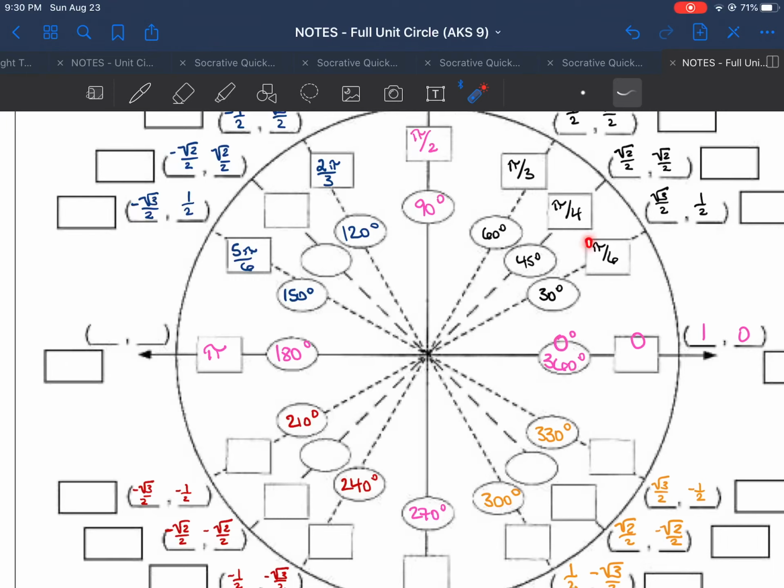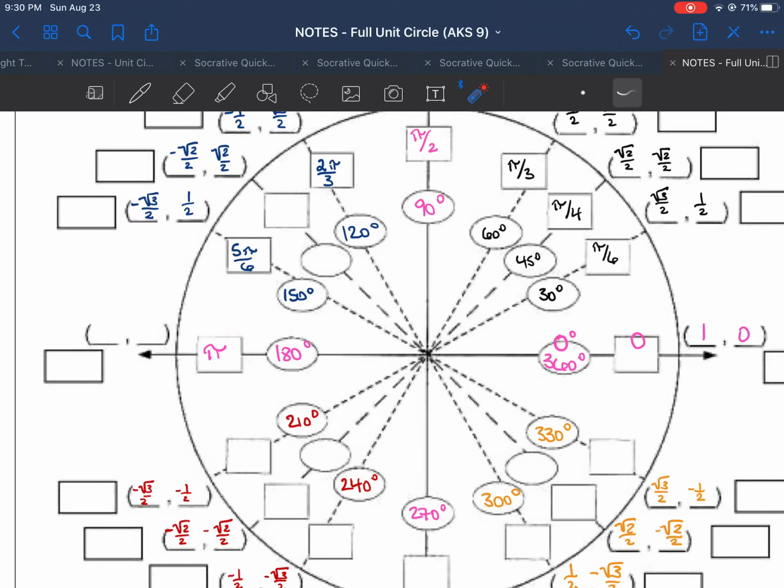So 30 degrees was 1 pi over 6. 60 degrees was 2 pi over 6, which reduced to pi over 3. 90 degrees was 3 pi over 6, which reduced to pi over 2. 120 degrees was 4 pi over 6, which reduced to 2 pi over 3. 150 degrees was 5 pi over 6, which didn't reduce. 180 degrees was 6 pi over 6, which reduced to just pi.